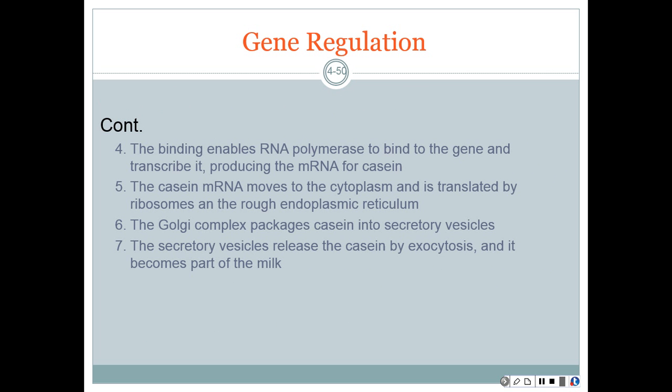Now, this binding enables the RNA polymerase to transcribe the gene, producing the mRNA. The casein mRNA moves to the cytoplasm and is translated by ribosomes on the rough endoplasmic reticulum. The Golgi apparatus, or the Golgi complex, packages casein into secretory vesicles. Now these vesicles are going to release this casein outside the cell, and it becomes part of breast milk.